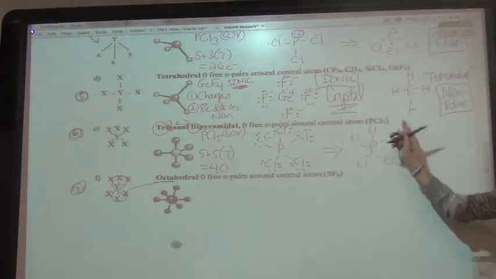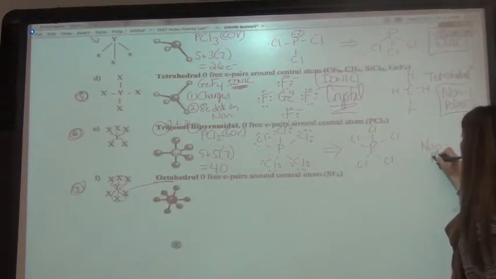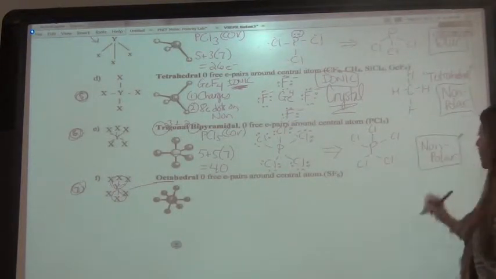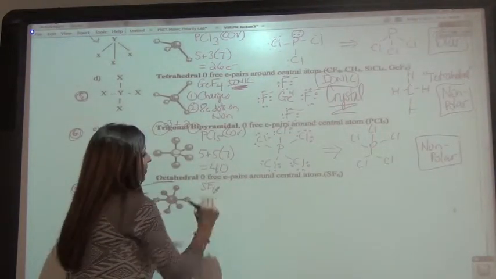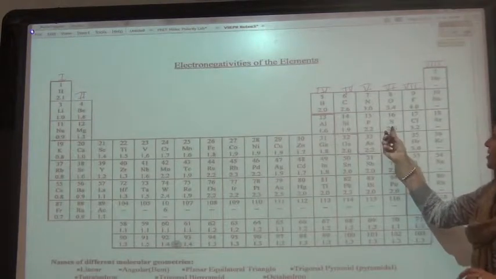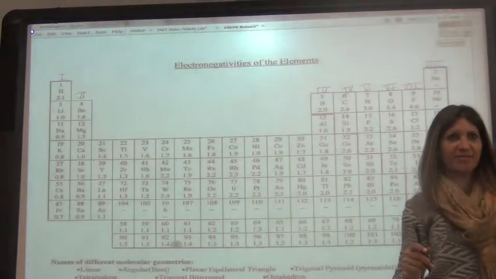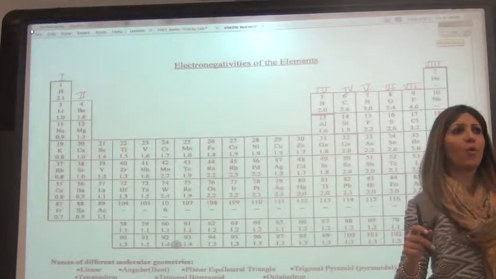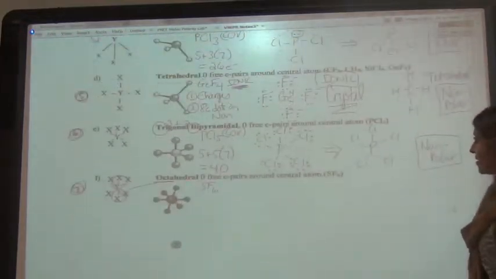Does everything look equal going around the central atom? Yes. So that would again be equal means non-polar. All right, and then the last one, SF6. So sulfur has a value of 2.6 and F is 4.0. So 2.6 to 4.0 gives us a difference of 1.4. So we got 1.4, which again makes it covalent.